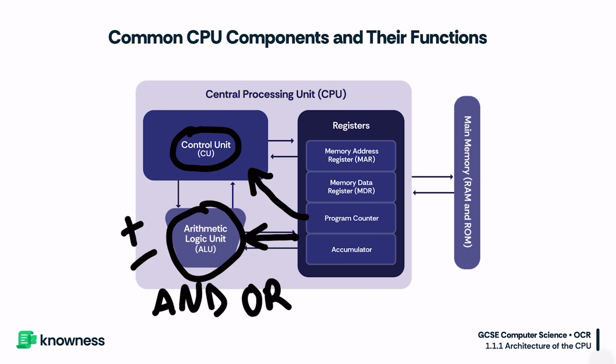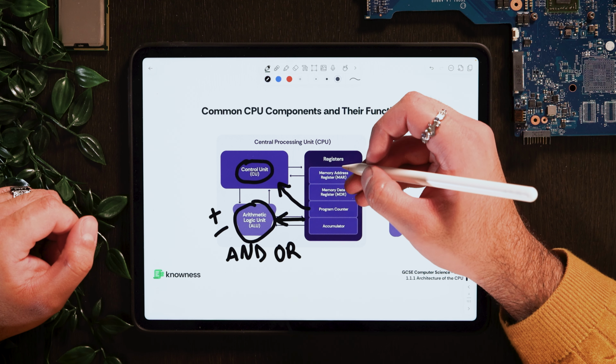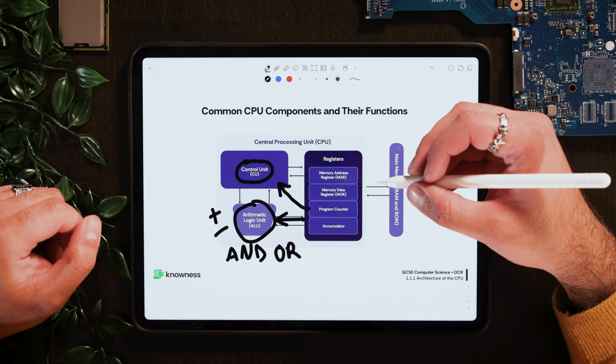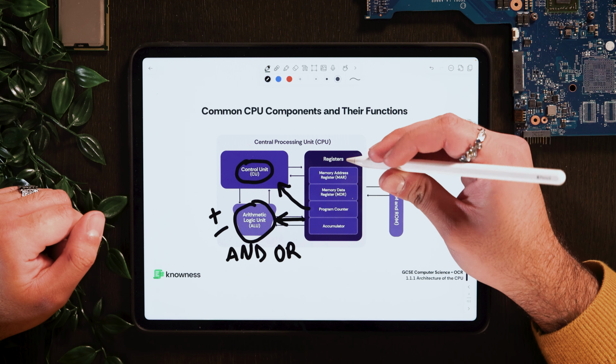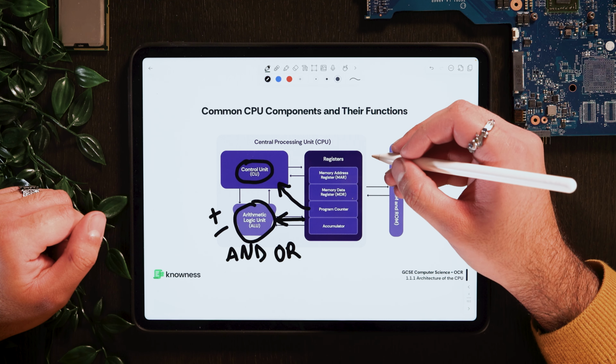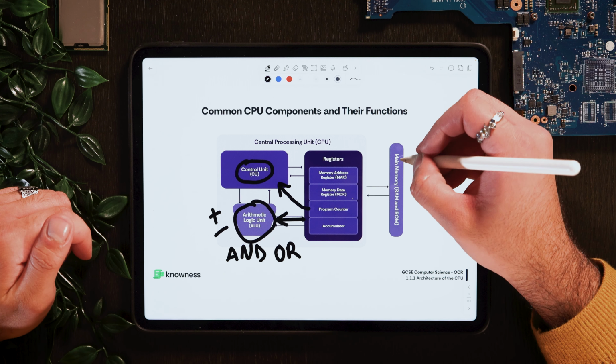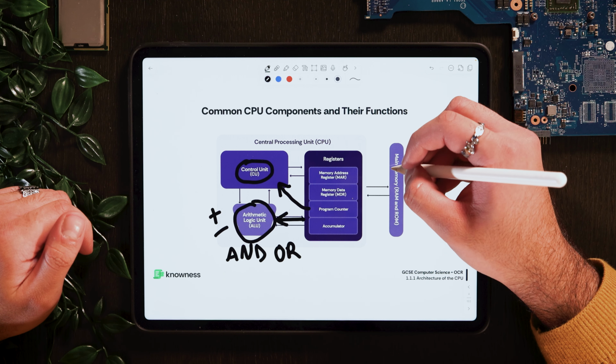Registers are like tiny high-speed storage units inside the CPU that hold data temporarily during the fetch-execute cycle. They're the fastest type of memory and are really important for speeding up data access for the CPU. There are a few different types of registers. One of these is called the memory address register. This register holds the memory address of the data or instruction that's being fetched from or stored into memory. During the fetch stage, the memory address register holds the address of the instruction that needs to be fetched.